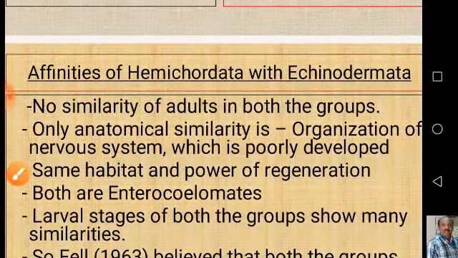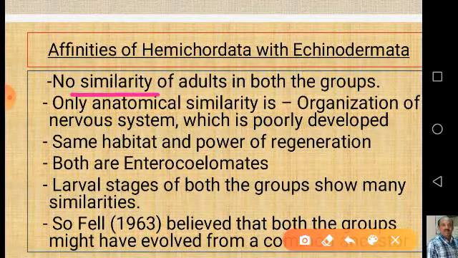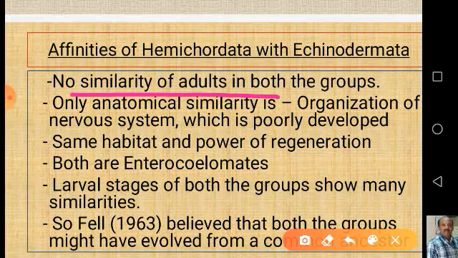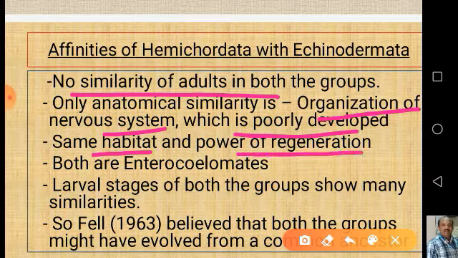Now coming to the affinities of Hemichordates with the other group, Echinodermata. When compared to the annelids, Hemichordates have no similarity of adults in both the groups. We need to know that there is no similarity between adults of Hemichordates and Echinoderms. If at all there is a similarity, it is only in the larval stages, and that too in the organization of the nervous system, which is poorly developed in both the groups. One more thing is the same habitat: echinoderms are all exclusively marine and Hemichordata are also exclusively marine, and the power of regeneration is also most striking in both the groups. Both are enterocoelomates.